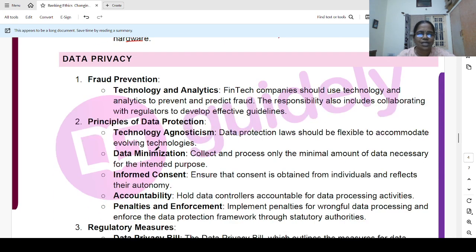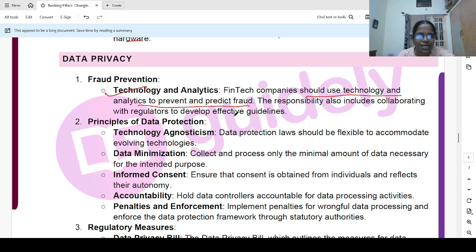The next one is data privacy, that is fraud prevention, technology and analytics. Fintech companies should use technology and analytics to prevent and predict fraud. They have to use certain mechanisms to prevent and predict the fraud. The responsibility includes collaborating with regulators to develop this. That responsibility lies in the hands of the banker, the customer as well as the collaborator.